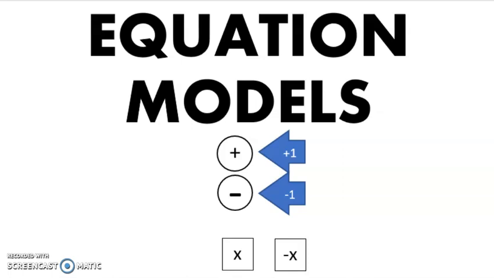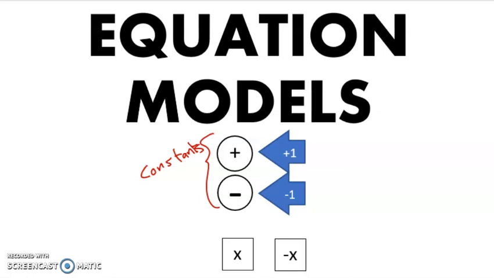Hey, what's up? We're talking about equation models today. So we're going to write equations based on models, and there's some things you've got to know before we get started. If you see a plus or a minus, you have to know that these represent constants. Constants are numbers without the variables. If you see a positive, that represents +1. If you see a negative, that's -1.